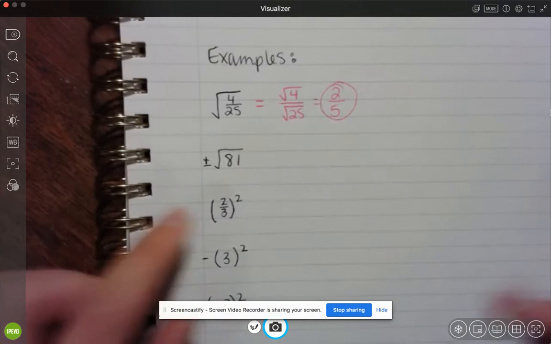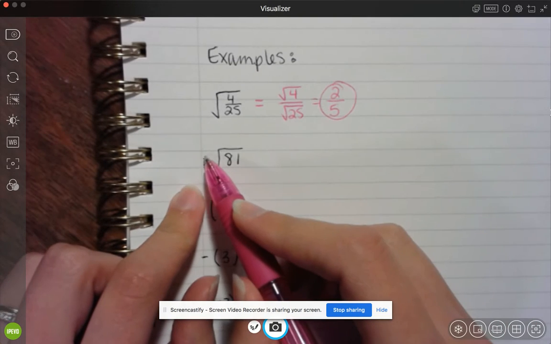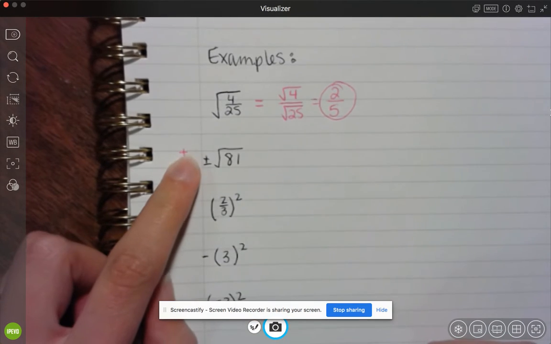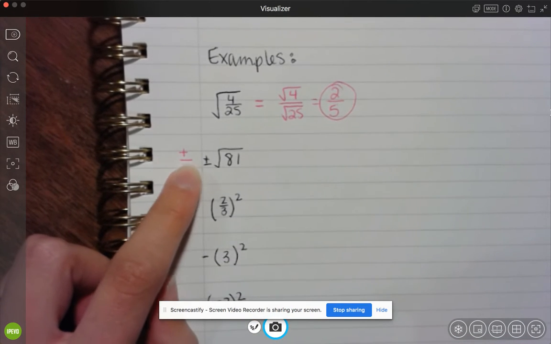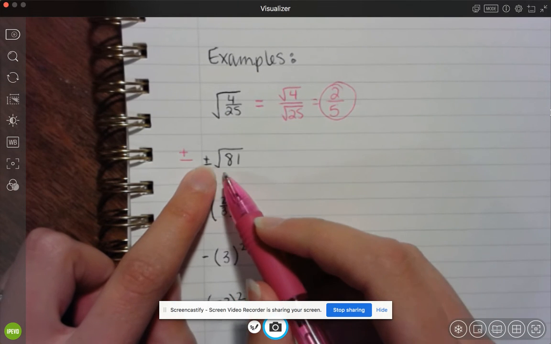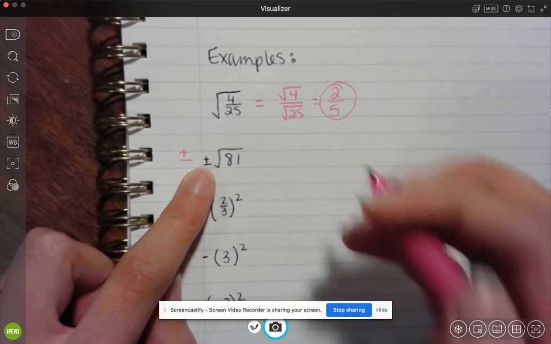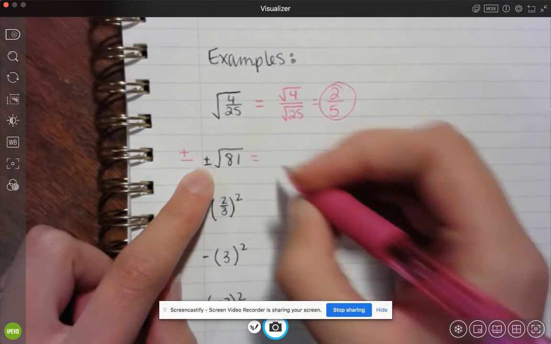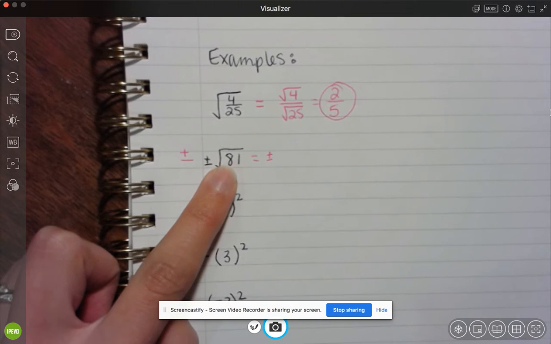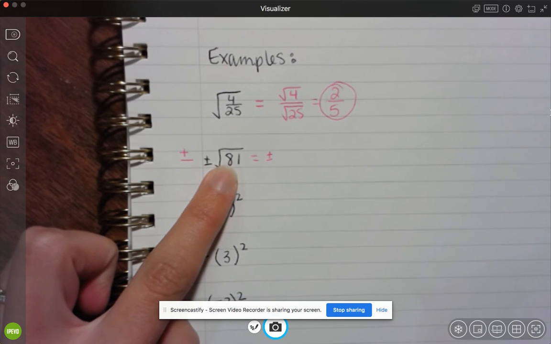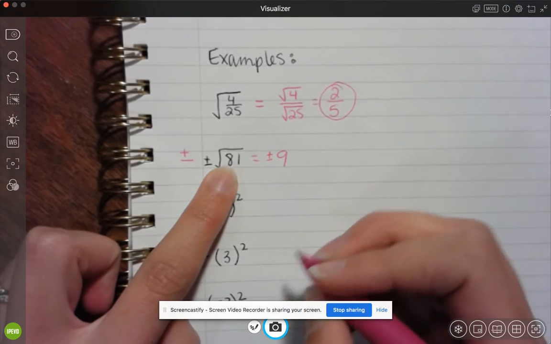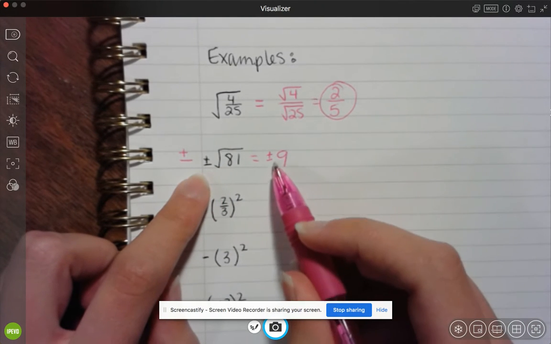All right, this next one. So this sign right here, a plus sign over a minus sign, we say that as plus or minus. So it could be positive or negative. So we have plus or minus the square root of 81. Okay, we can't get rid of that plus or minus, so that's going to be part of our answer. All right, what number times itself will get us 81? Well, 9 times 9 is 81. So it's 9. So our answer would be plus or minus 9.